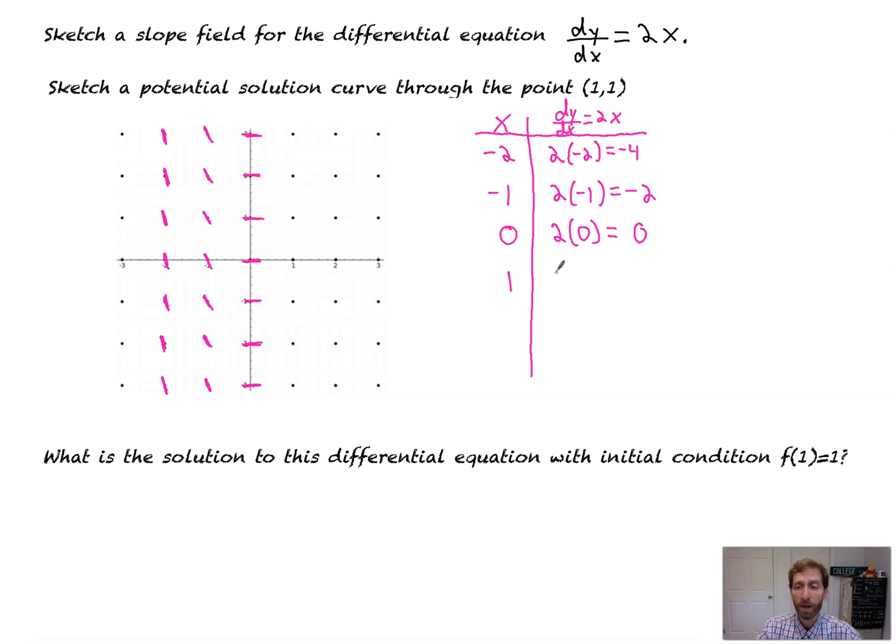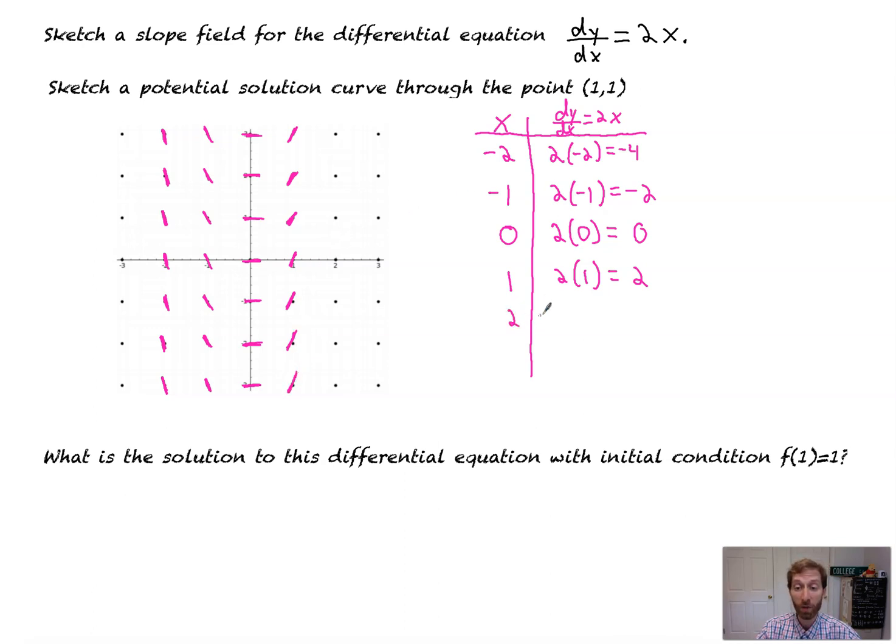We'll go with 1. So 2 times 1 is equal to 2. So all the slopes are 2, so that's +2. That's going to be roughly like that. And again, just have rough slopes there. Mine are not going to be perfect. They should be roughly the same right at those points, like so.